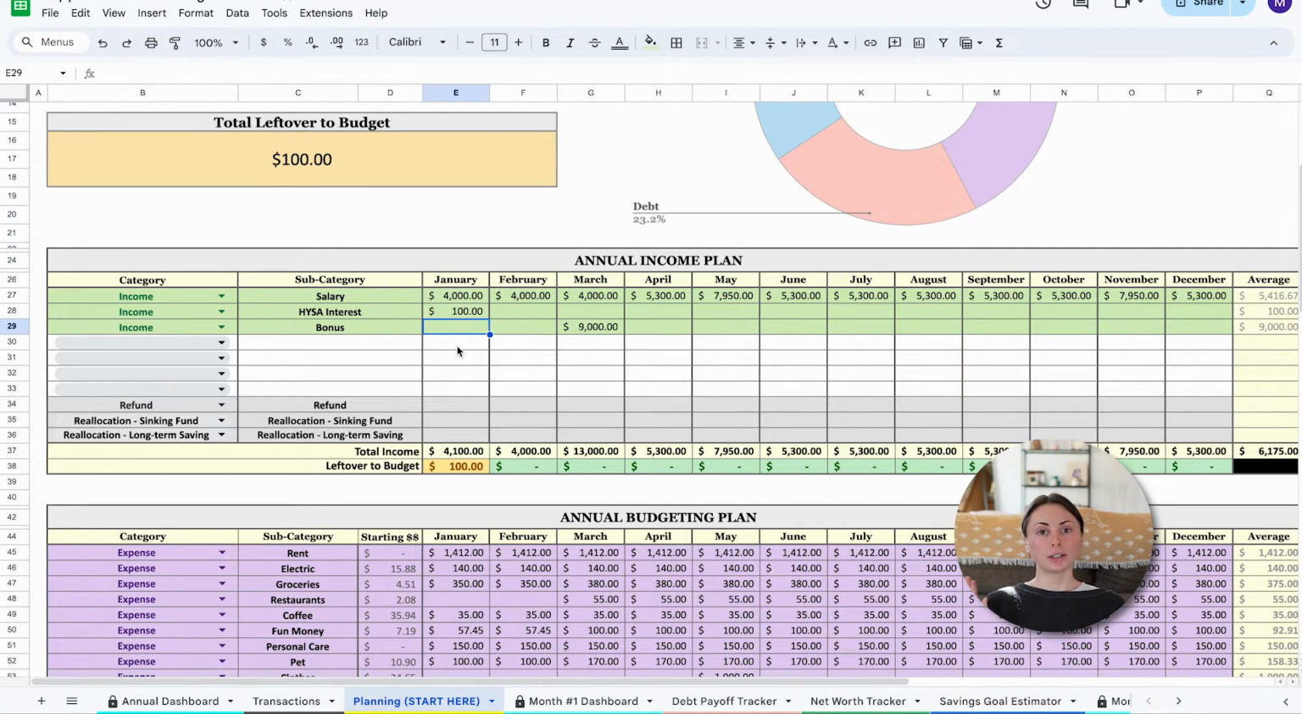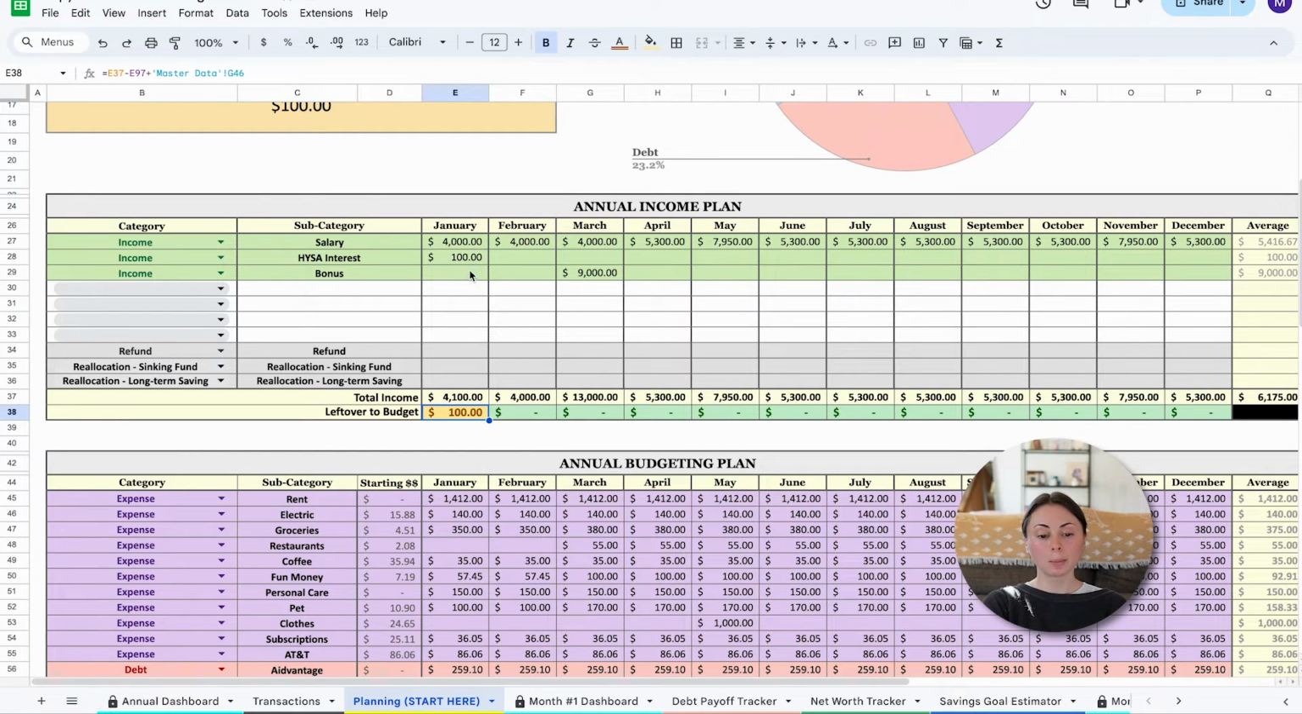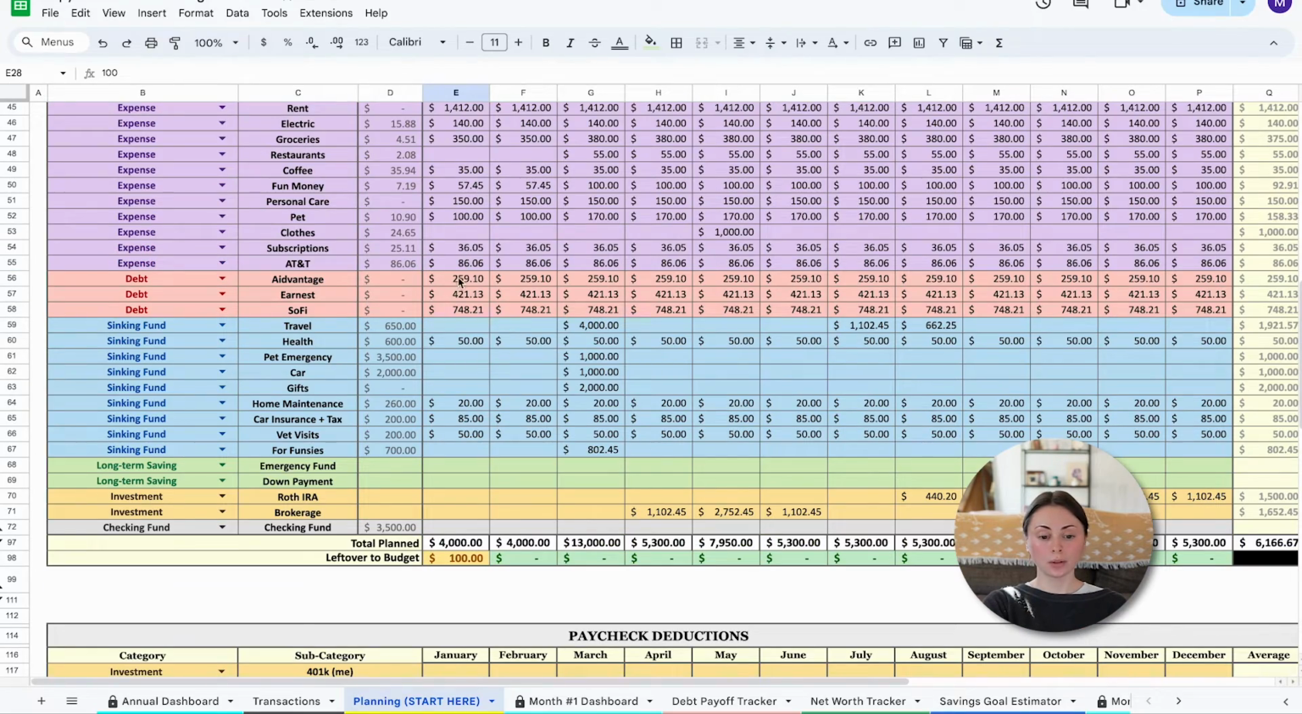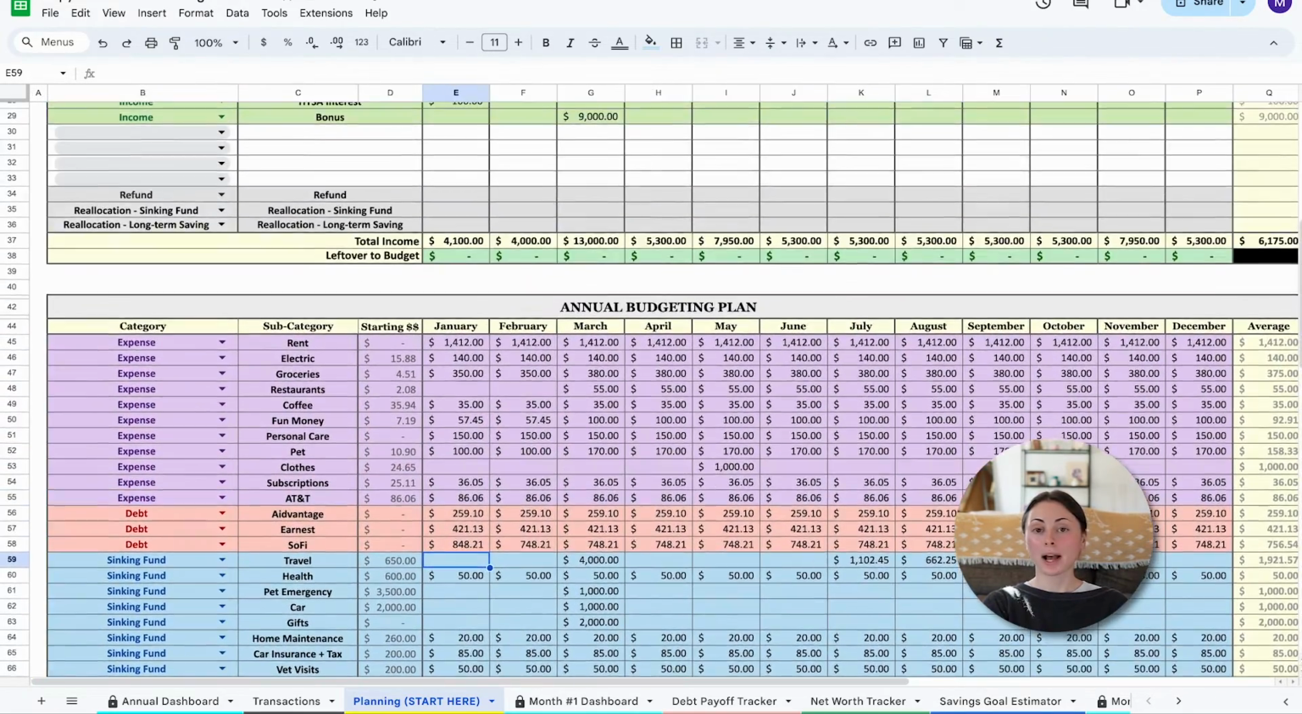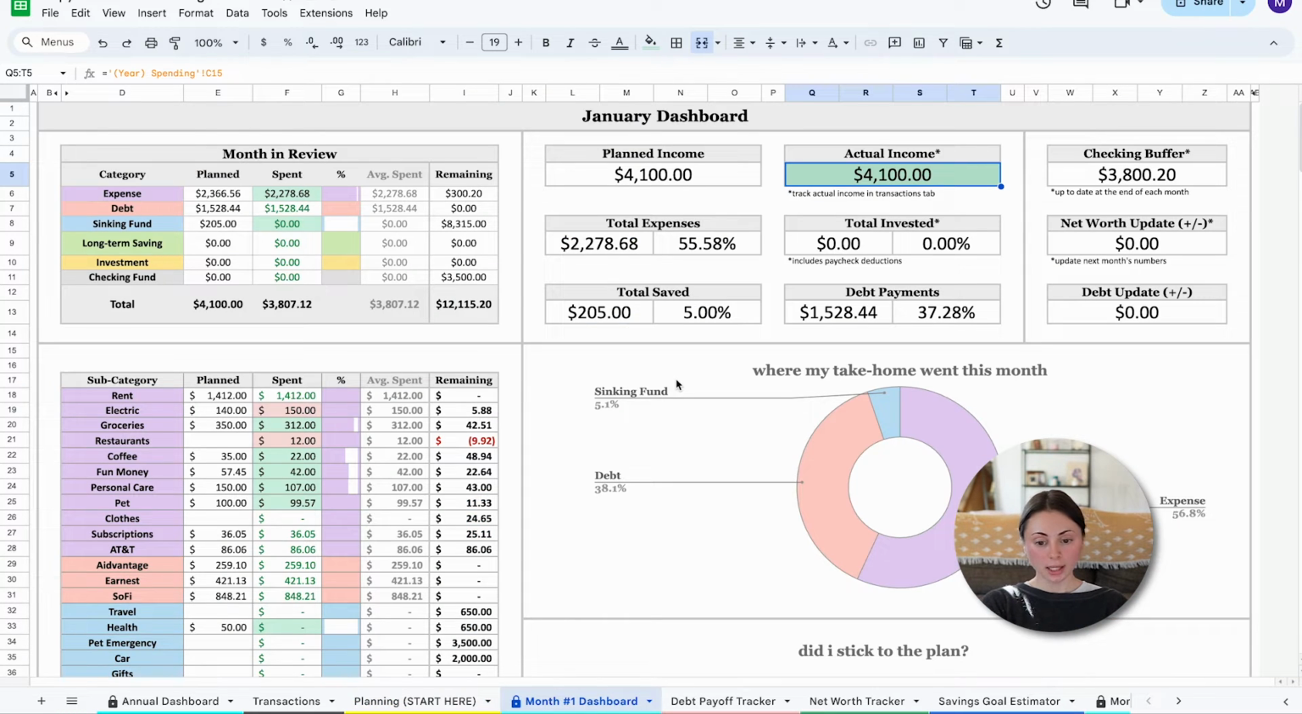And this is really important to do because this is your zero-based budget. You need to budget every single dollar, which means you need every dollar accounted for in your template. That means I have $100 left to budget, but I know I use my extra interest in my high yield savings account towards my SoFi loan. I'll increase my SoFi loan by $100. And now I'm back to a zero-based budget. We'll go back to our January dashboard and it's green. Our income is good to go.